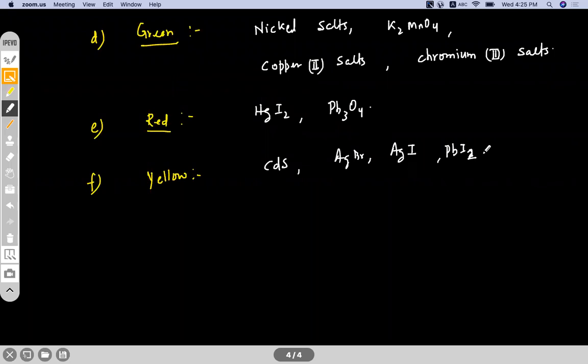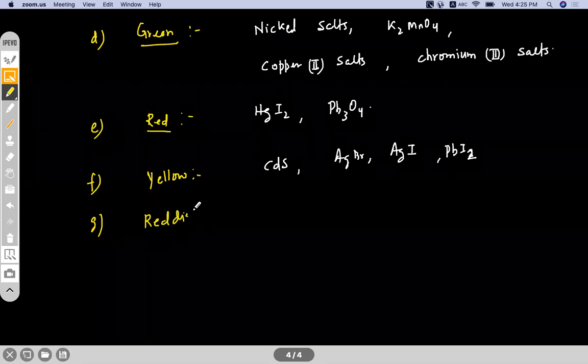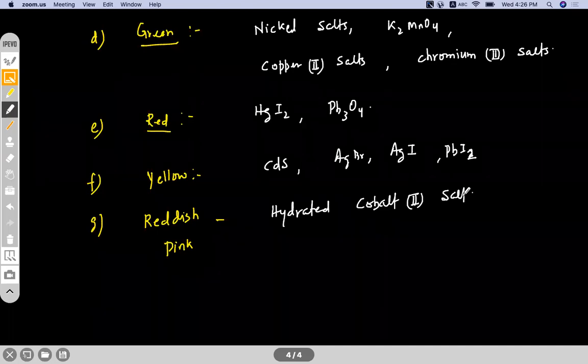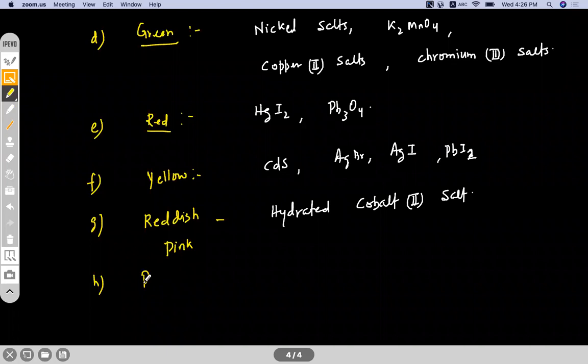Hydrated cobalt salt, in which the oxidation state of cobalt is 2, that has reddish pink color. Reddish pink. We have hydrated cobalt salt, oxidation state is 2. Okay, one more important one you see, purple color. Purple is a very important one. We have KMnO4, potassium permanganate.